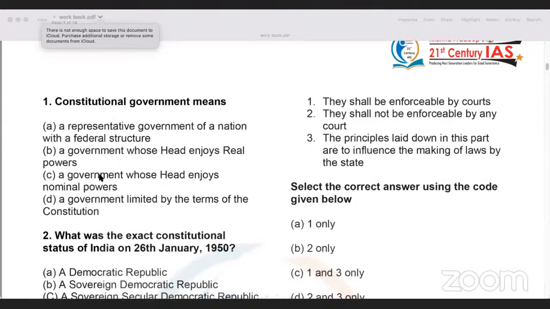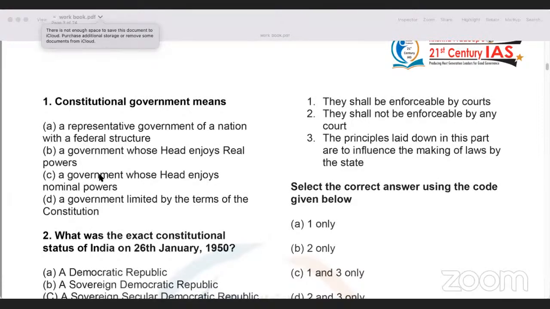While in Article 37 of Part 4 of the Constitution, that is the directive principles, it is clearly mentioned that they are not justiciable. Directive principles are not justiciable, so they cannot be enforced by the courts. The government will implement them subject to the availability of resources. The principles laid down in this part influence the making of laws by the state. So only 2 and 3 are correct. They shall not be enforceable by any court, because they are not justiciable under Article 37.